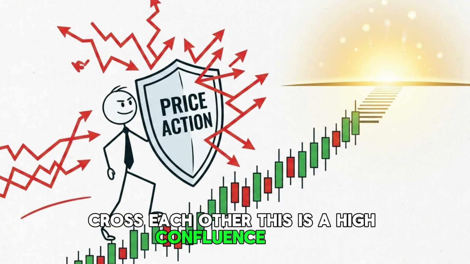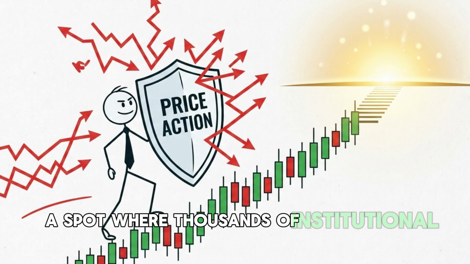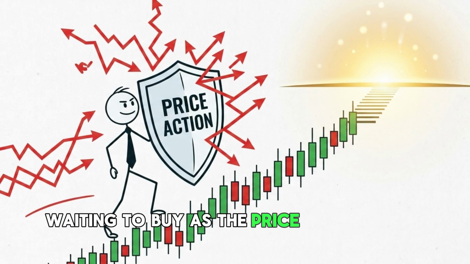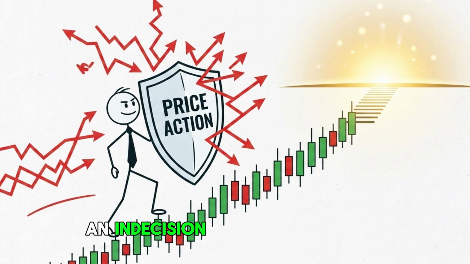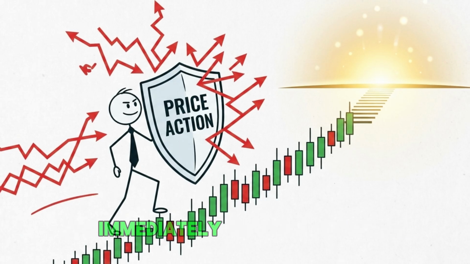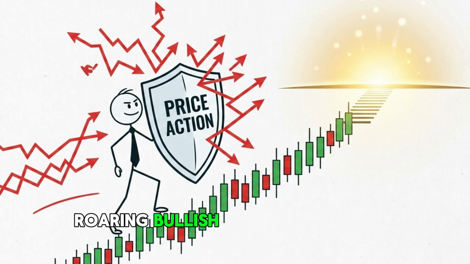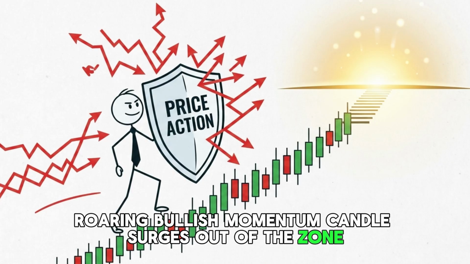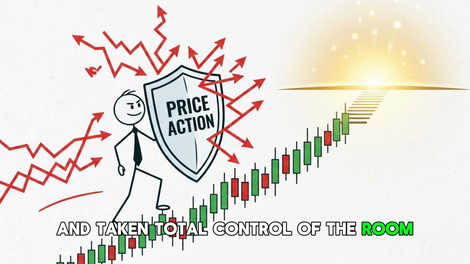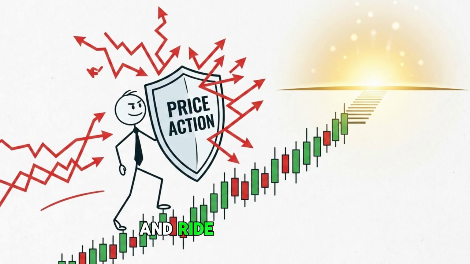This is a high confluence area, a spot where thousands of institutional eyes are staring at the exact same screen, waiting to buy. As the price dips into the crosshairs, an indecision candle prints first, showing a fierce battle for control. Immediately after, a massive, roaring, bullish momentum candle surges out of the zone. The bulls have officially broken the stalemate and taken total control of the room. This is your green light to go long and ride the wave up.